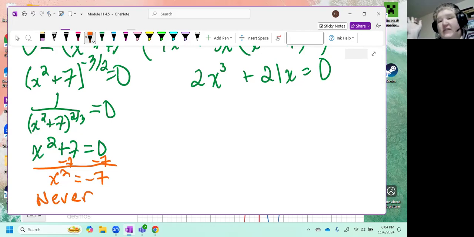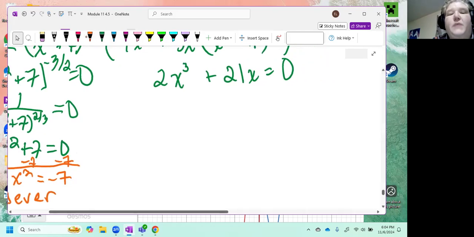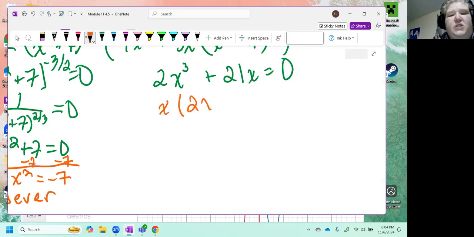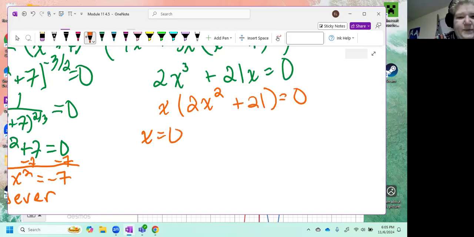All right, so that didn't give us any critical numbers. That's what that result means for us. So we ignore it. Cool. So now we got this 2x cubed plus 21x. I'm going to factor out the x. That will leave 2x squared plus 21. So x equals 0 is a critical number. It is very often a critical number.